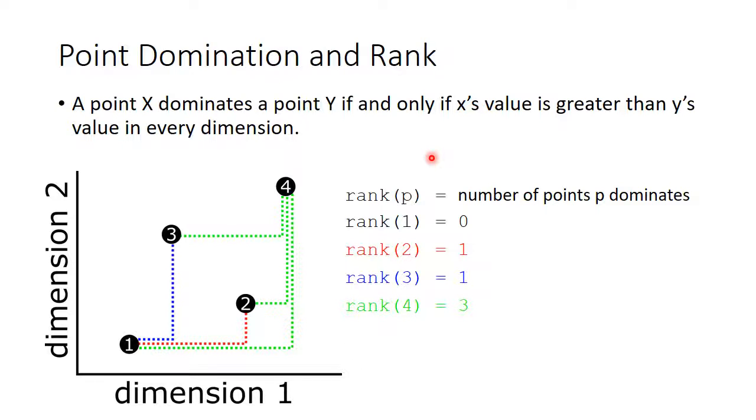So now that we've got the idea of domination down, we can move on to rank. And rank is a pretty simple extension and use of domination, if you would. The rank of a point P is equal to the number of points that P dominates. It's quite simple. So the rank of point 1 here is 0 because it doesn't dominate any points. The rank of point 2 is 1, and we can see the red line here representing the 1 point that point 2 dominates.